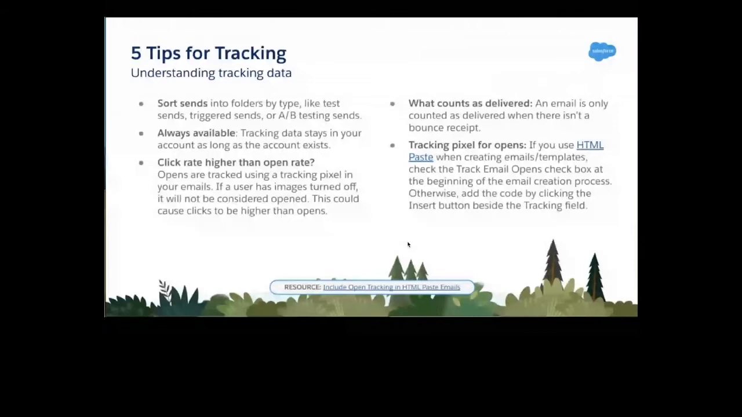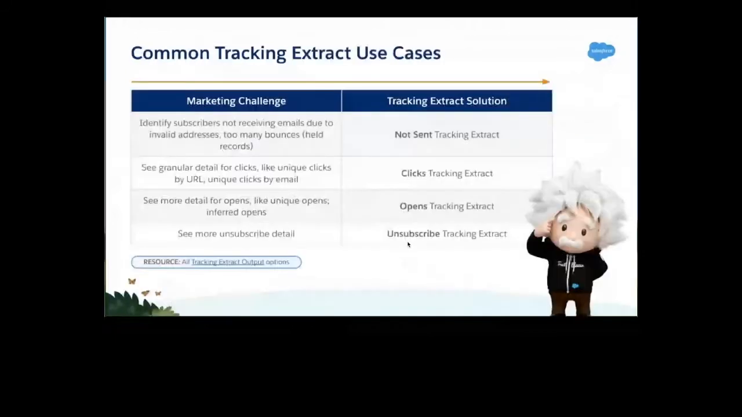So there are some of the tracking extract use cases. We have an option called tracking extract as well. There are some marketing challenges where a subscriber is identified as not receiving emails due to some invalid address or too many bounces. So what is the solution for you? You can use a not-send tracking extract. So there are some extract activities.